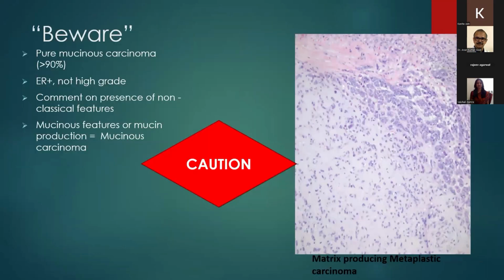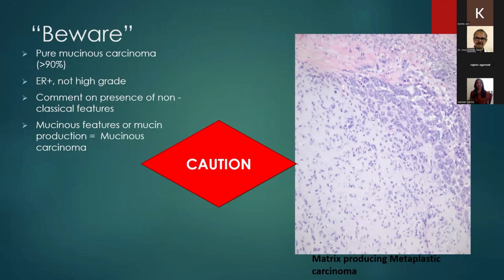Also, at times, you have a metaplastic carcinoma, which can produce abundant chondromyxoid matrix, which can mimic mucinous carcinomas. But remember, these would be triple negative. And they are high grade. So these are not mucinous carcinomas.